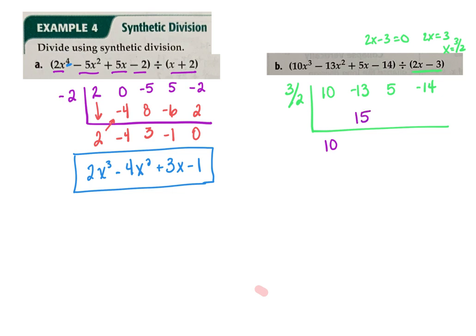And then negative 13 plus 15 is 2. And then I have 3 halves times 2, which gives me 3. 5 and 3 give me 8. 3 halves and 8 gives me what? 12. And negative 14 and 12 give me negative 2.